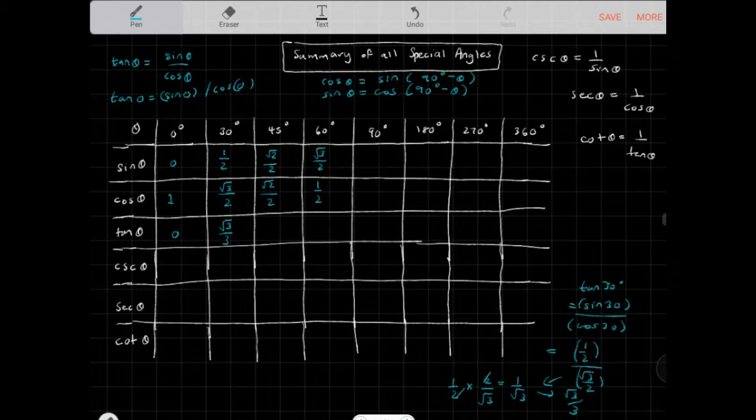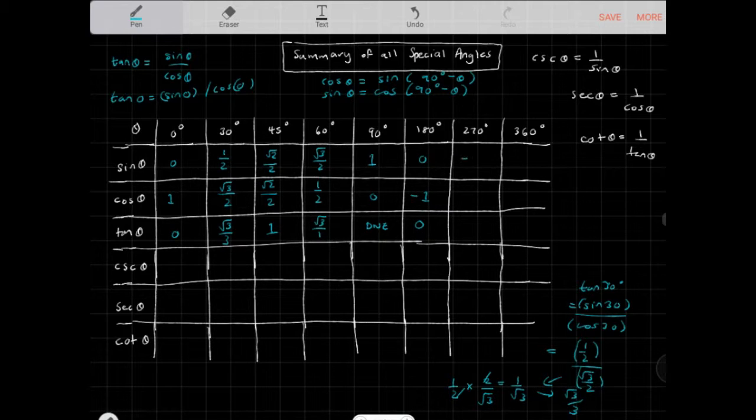Sine 90 was 1, cosine 90 was 0, right? And tan 90 as a result is 1 divided by 0, which doesn't exist. Whenever you have 0 in the denominator, it doesn't exist. Tan 45 was 1, tan 60 was square root 3 over 1, right? Sine 180 from the unit circle we determined was 0. Cosine 180 we determined was -1, and then 0 divided by -1 is 0.